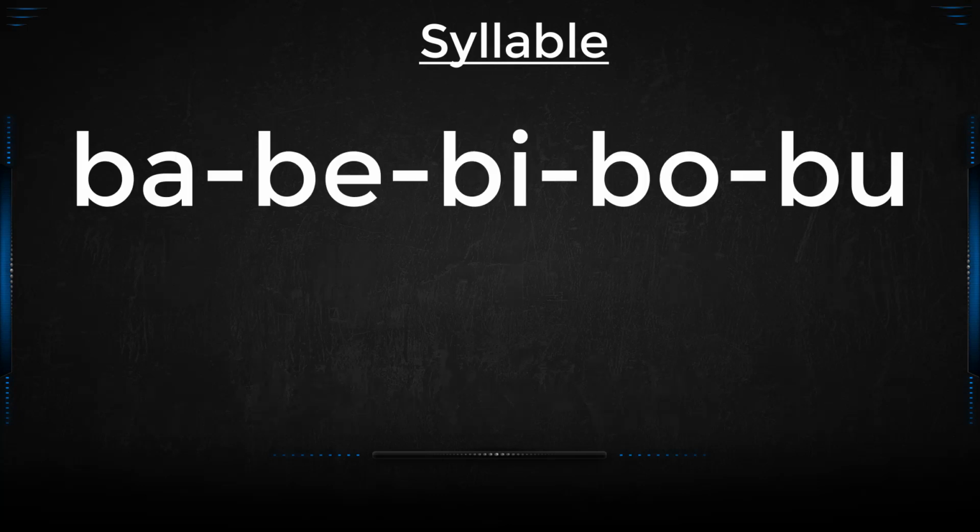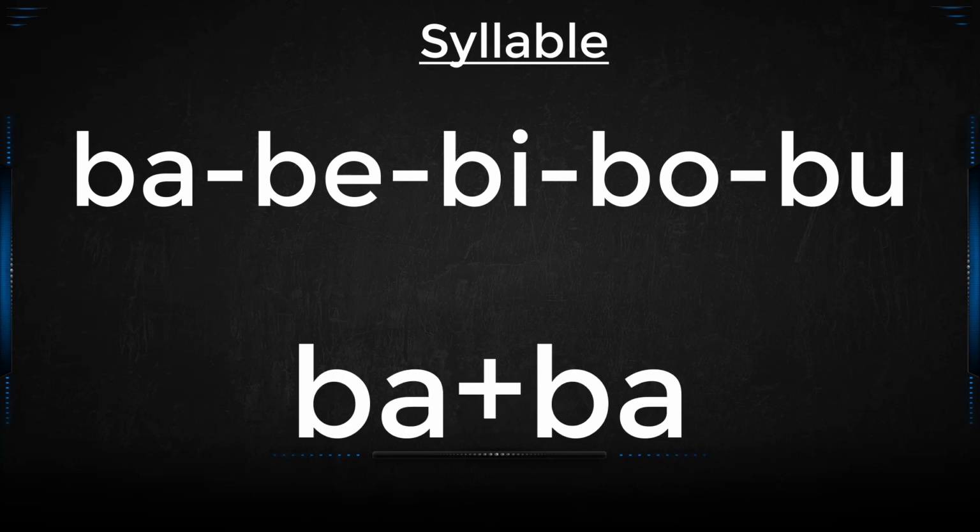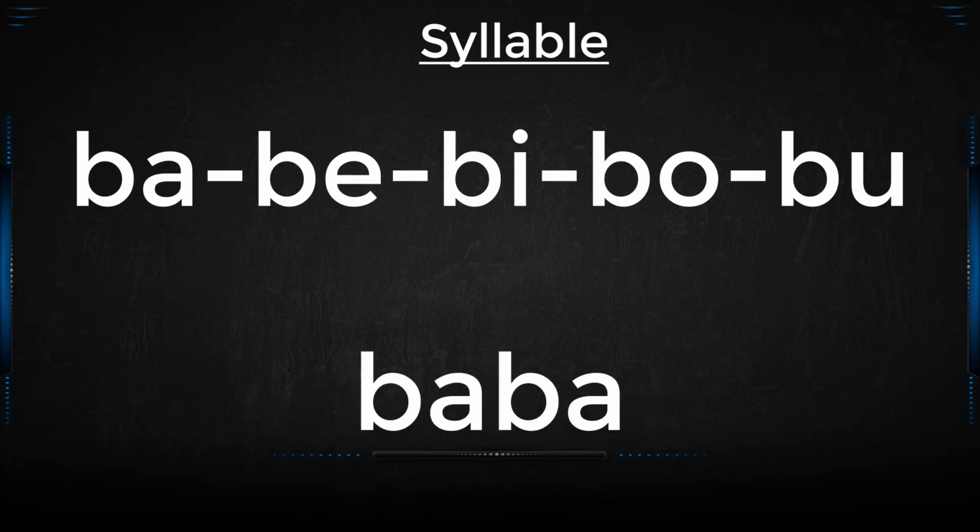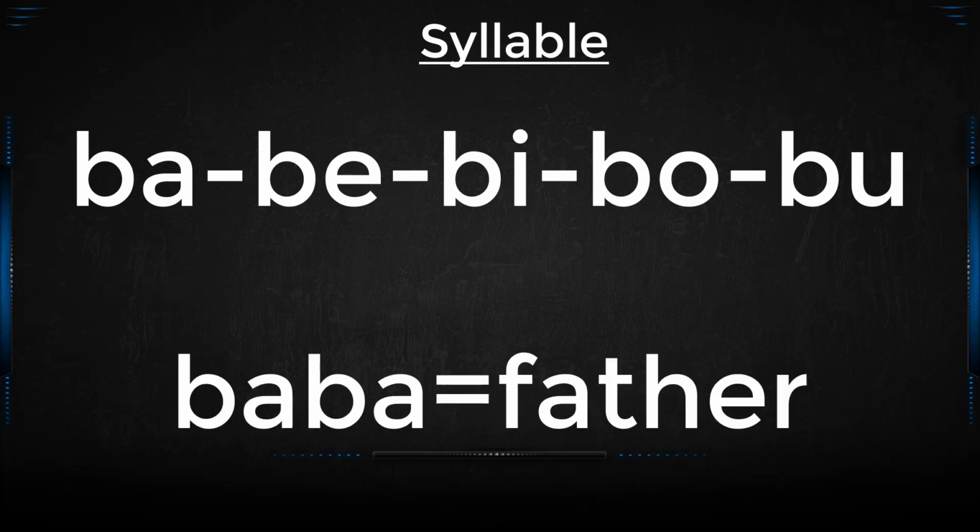So, an example of words which can be formed from these sounds: if I take ba, you remember ba was b plus the vowel a. So ba, and then I had again the sound ba. So what we have in the end is baba, and baba means father.